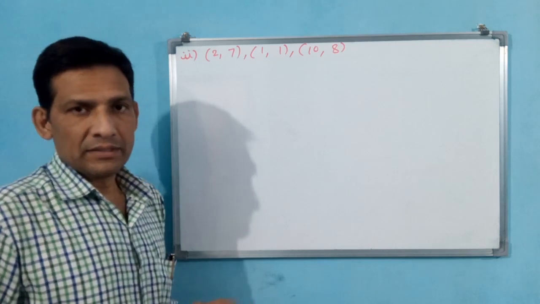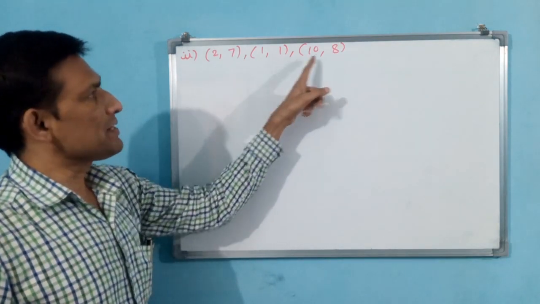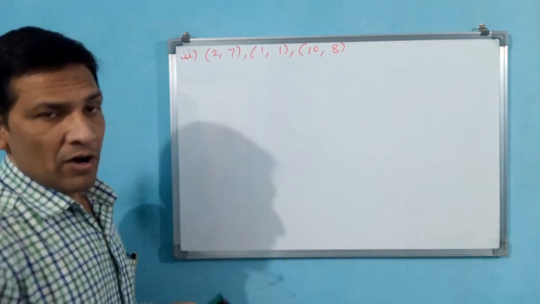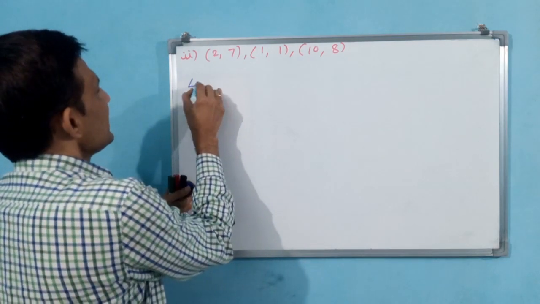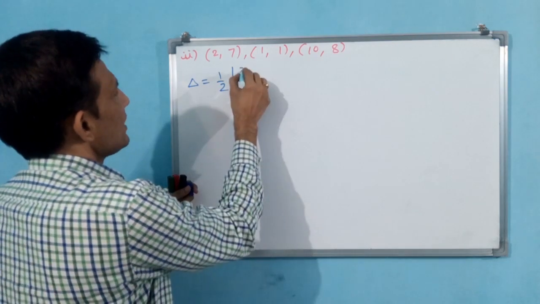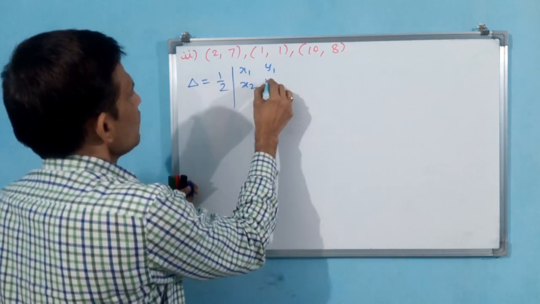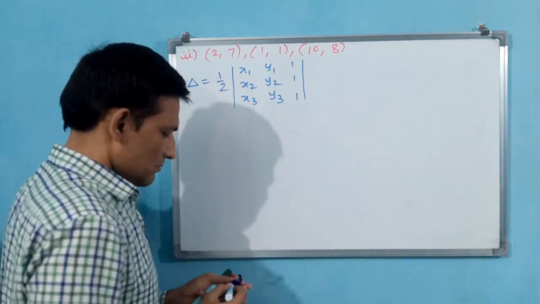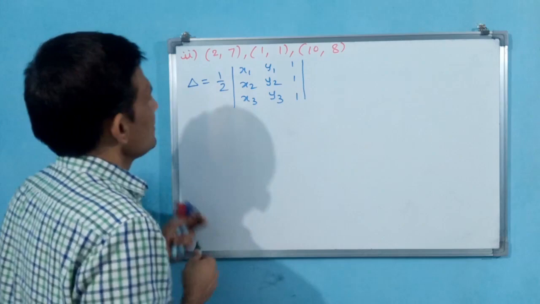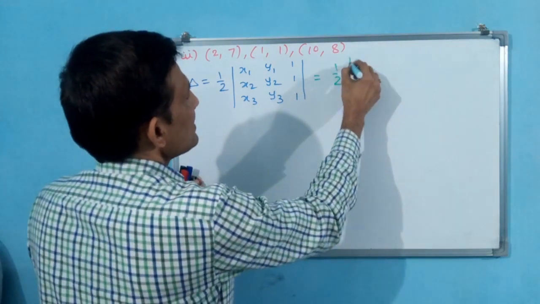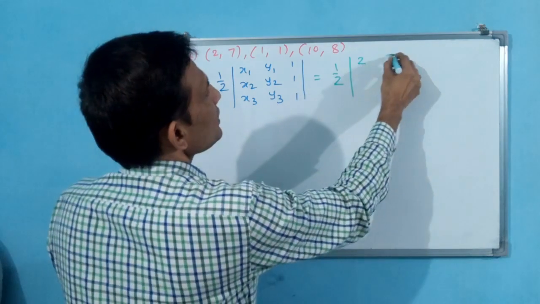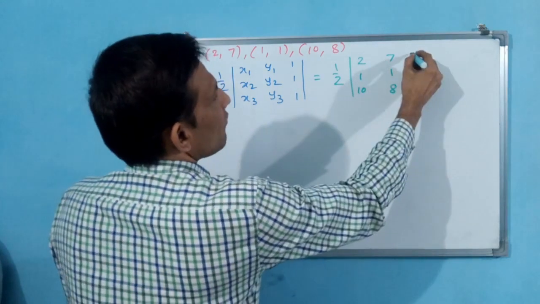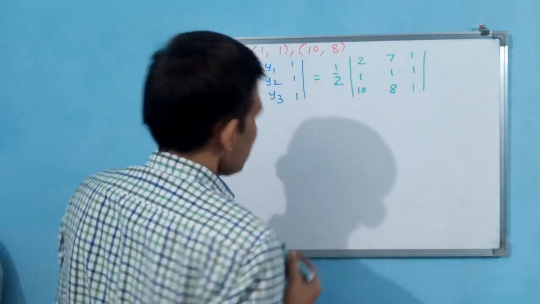Okay. See second part. These are three vertices: (2, 7), (1, 1), (10, 8). You have to find area of this triangle. Let us find. How I am writing, you see. Delta is equal to half. First you write formula. X1, Y1, X2, Y2, X3, Y3. Then 1, 1, 1. Close. Okay. Now write down these values. That is equal to half into 2, 7. 1, 1. 10, 8. And 1, 1, 1 you have to write.